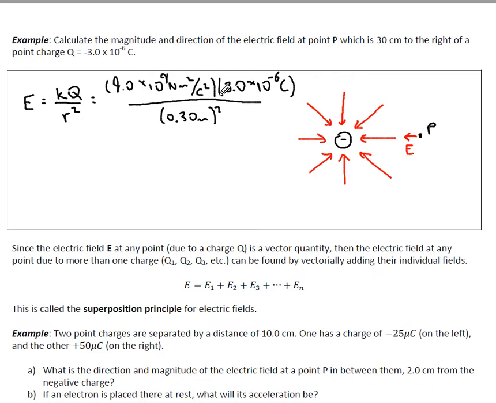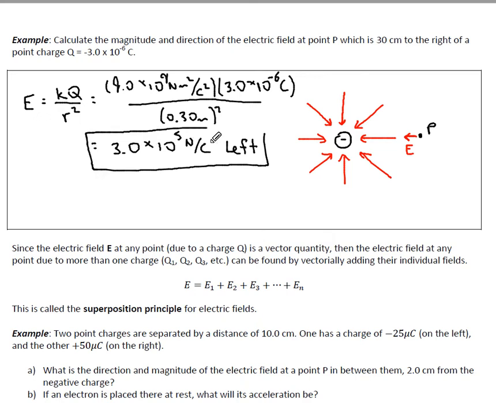So 9 times 3 divided by 0.3 squared, taking into account those powers, we get a value of 3.0 times 10 to the 5. So solve for the magnitude first, and then let's take a step back, look at the scenario again, and we say, oh, it's an attractive force. So 3.0 times 10 to the 5 newtons per coulomb, and this is to the left in this case. So that is our answer. You can also write down towards the negative charge.